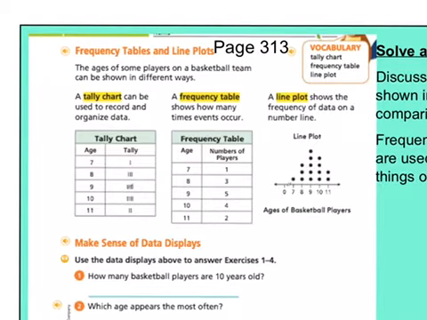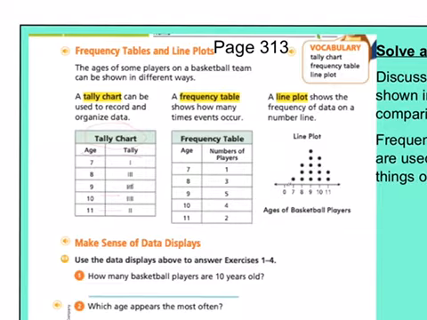The ages of some players on a basketball team can be shown in different ways. The first way they're going to show us is this tally chart. One way to show information is to organize it by age and by tally mark. On this chart it shows that there's one 7-year-old on this basketball team. There are 3 8-year-olds, there are 5 9-year-olds, 4 10-year-olds, and 2 11-year-olds.